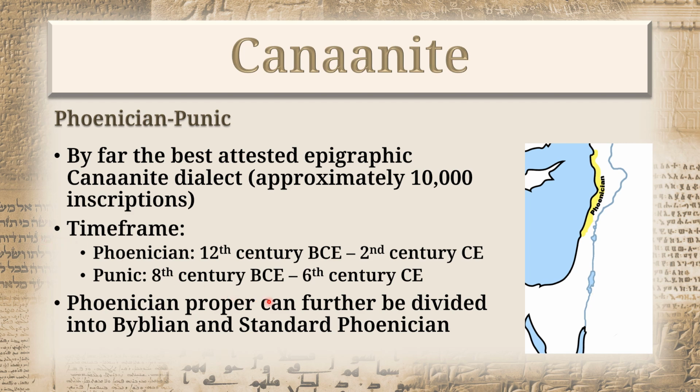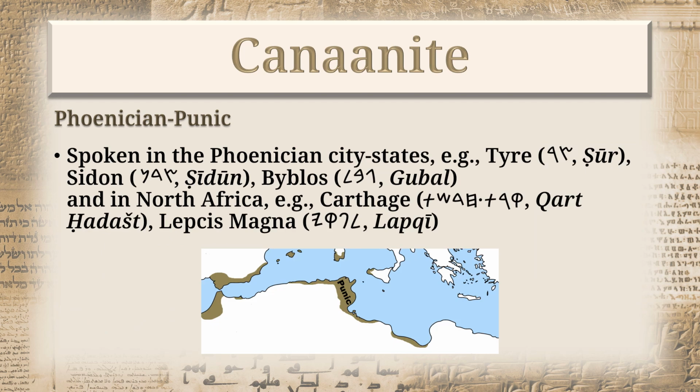Phoenician proper itself can also be divided into two dialects, namely Biblian and Standard Phoenician. So Biblian is attested in the city of Byblos, and Standard Phoenician in the other cities like Tyre and Sidon. So just another map. On this map you see the area of Punic in northern Africa, southern Spain, the Balearic Islands, Sardinia, Sicily, Malta, etc.